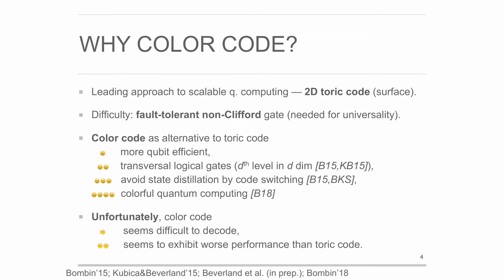So we've heard that one of the leading approaches to scalable quantum computing is the 2D toric surface code approach. Unfortunately, there's a difficulty with this approach, namely, we don't quite know how to implement a fault-tolerant non-Clifford gate. And such a gate is needed for universality. If we were to have a fully functional useful quantum computer, we need a non-Clifford gate. So that's where the color code comes into play.